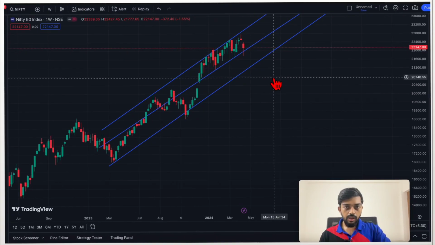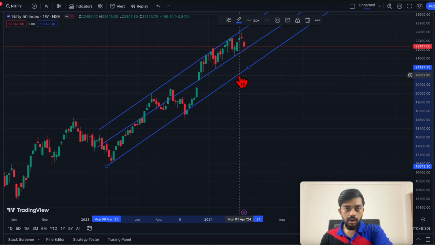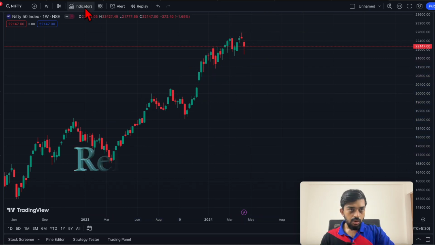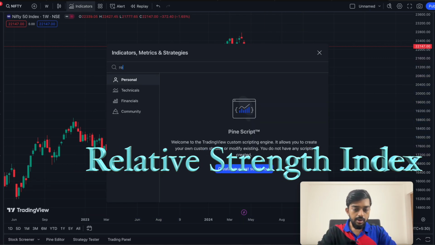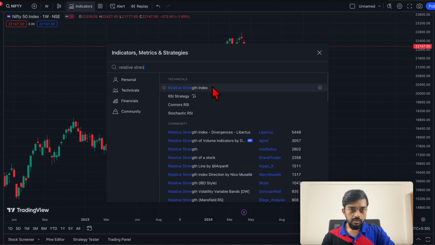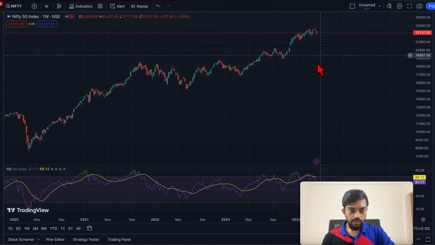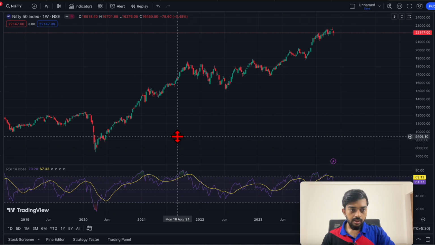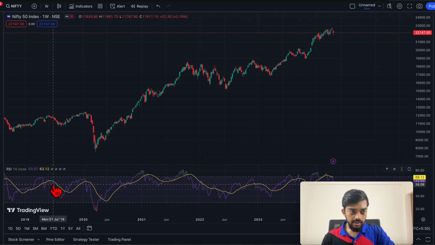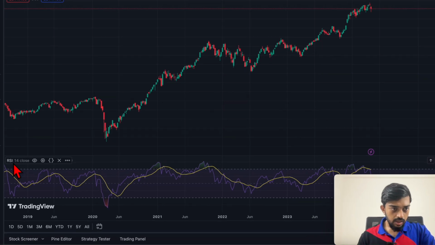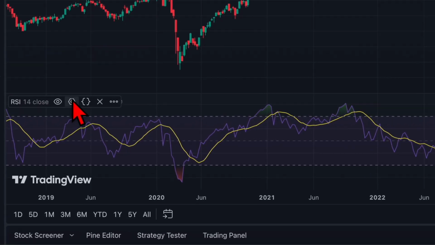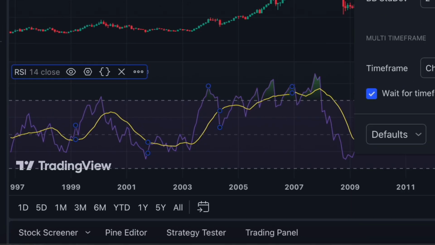Okay, let's continue with the fourth method, for which we will delete all these trend lines. You can go to the indicators icon and type relative strength index. Now you can see a new graph appearing here. We need to make certain changes in the settings before we can start analyzing this chart. We can go near this RSI heading and click on the settings option. There are two things to be changed.